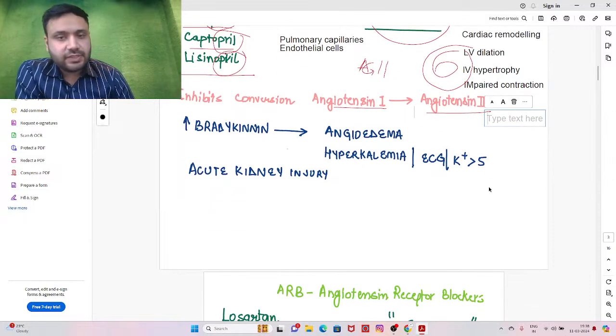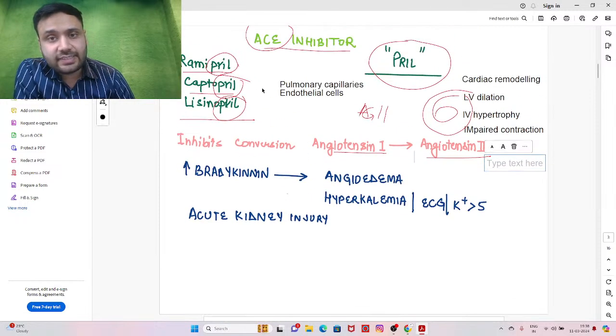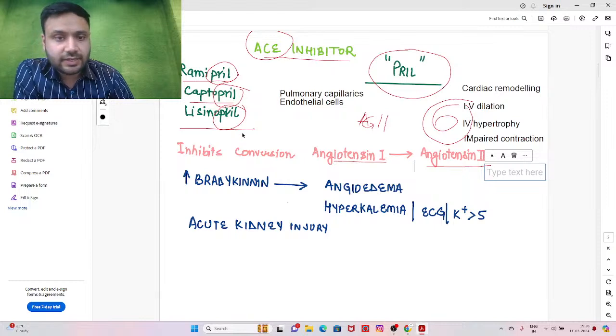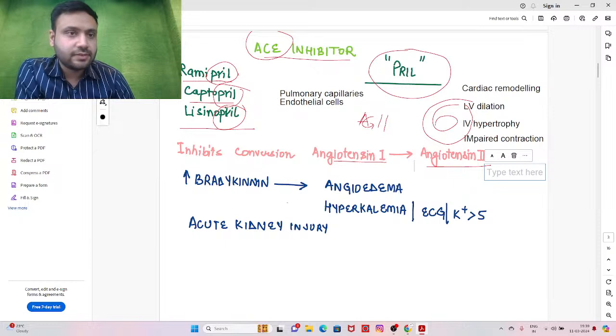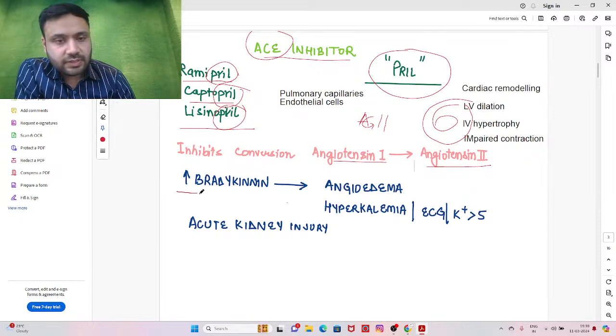So, as we discussed previously, ACE is the enzyme that degrades bradykinin. Once you inhibit the enzyme, the bradykinin will increase and it would lead to angioedema.